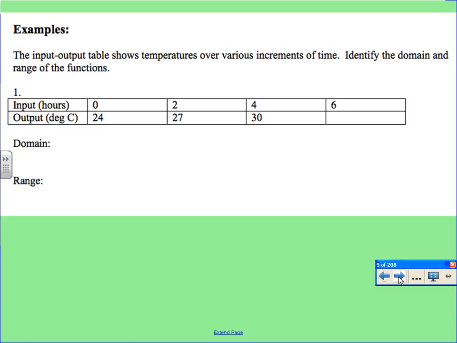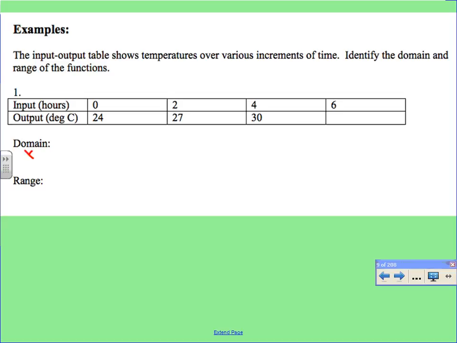Okay, example 1. The input-output table shows temperatures over various increments of time. We need to identify the domain and range of the function, which is similar to what we just did. Identify the input and output. Okay, so Nathan asks, what are the domain values?